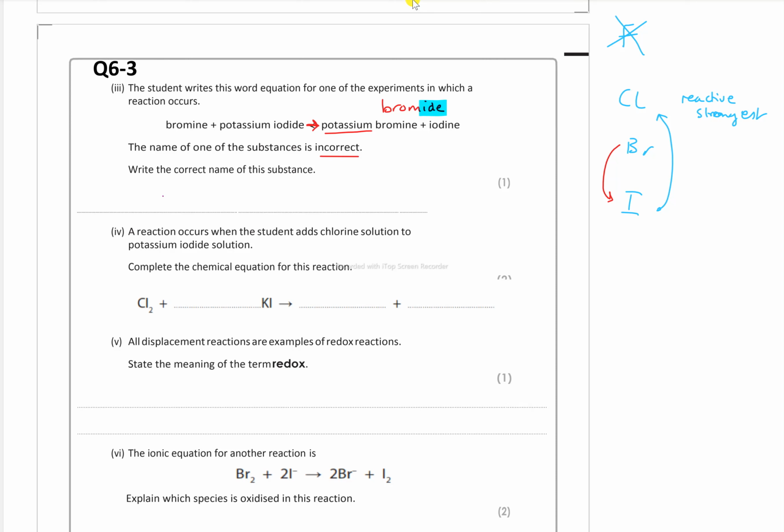Write the correct answer. So it's potassium bromide. There you go. We don't need a capital B there, really. So let's make it lowercase, bromide.